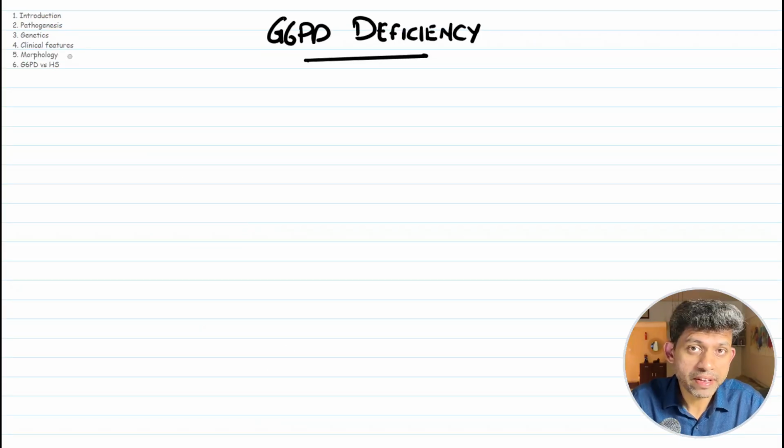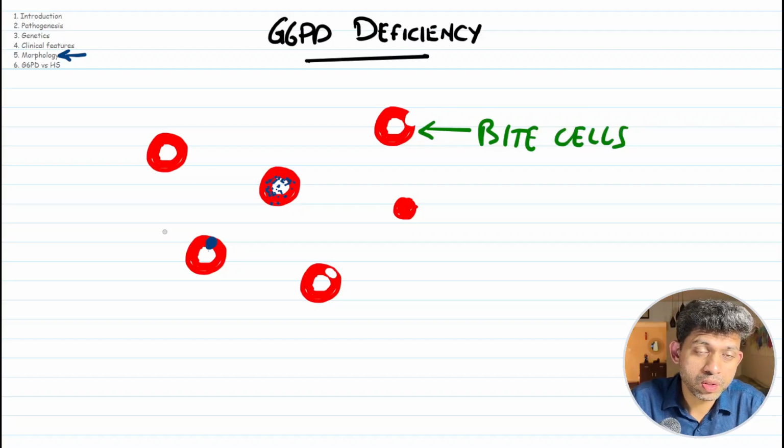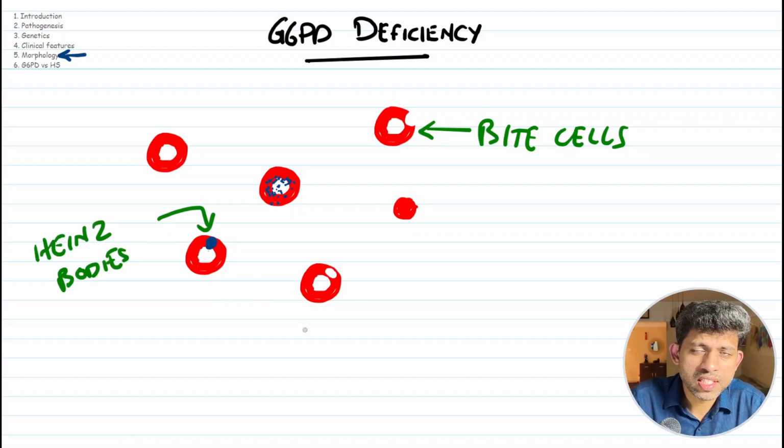Now let's look briefly at the peripheral blood findings in G6PD deficiency. In the peripheral blood, you get to see these unique cells called bite cells. Then, if you do a supravital staining, you can see Heinz bodies. In routine Romanowsky stains like Leishman, these Heinz bodies do not take up stain. So, in routine staining, we get to see Heinz bodies like this.